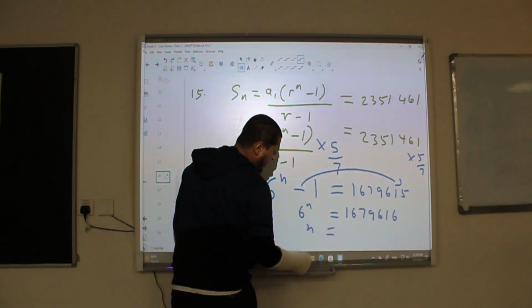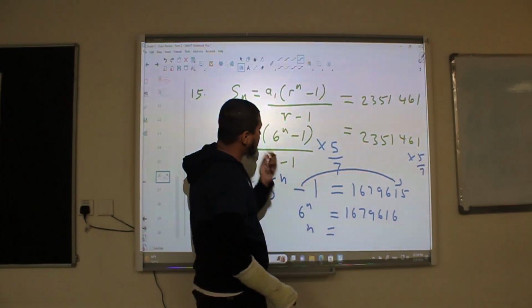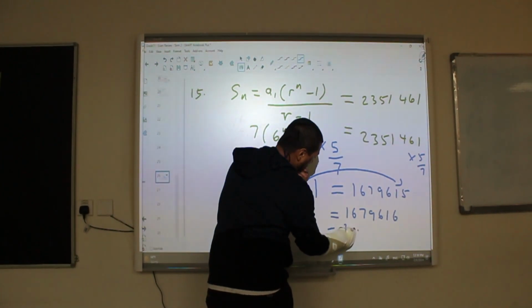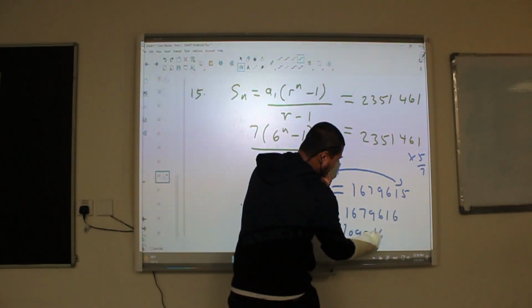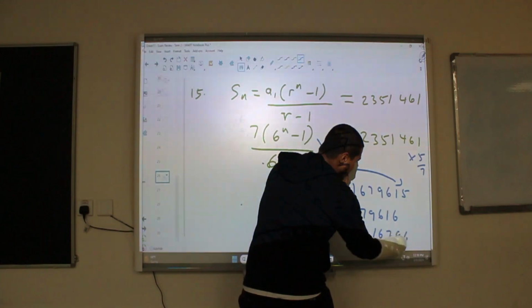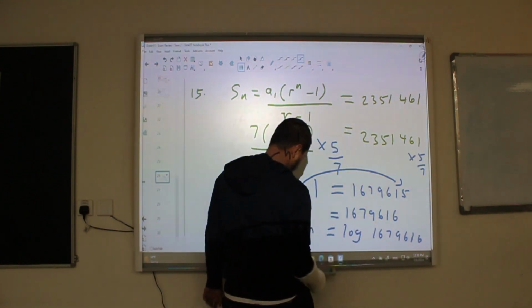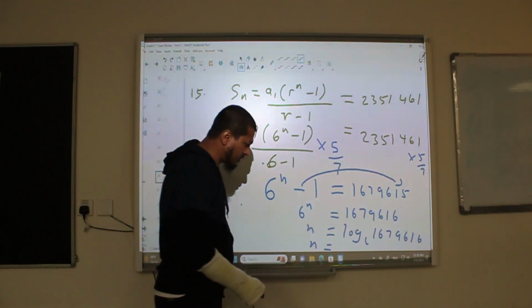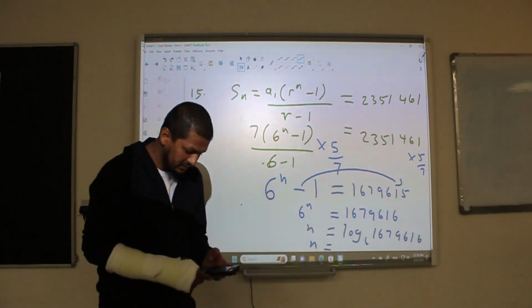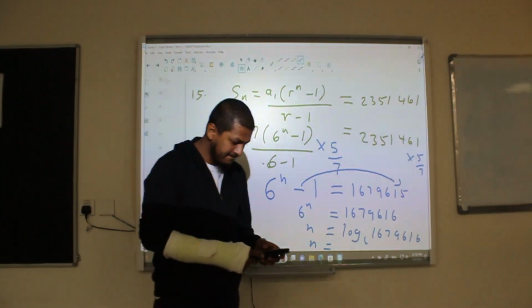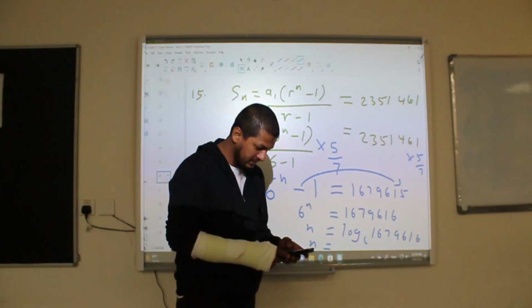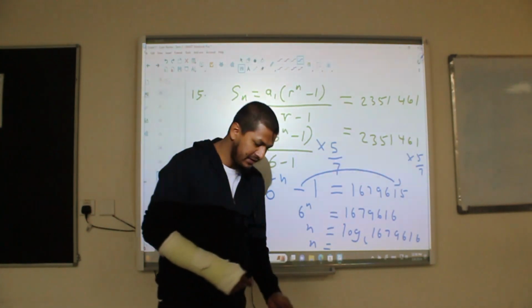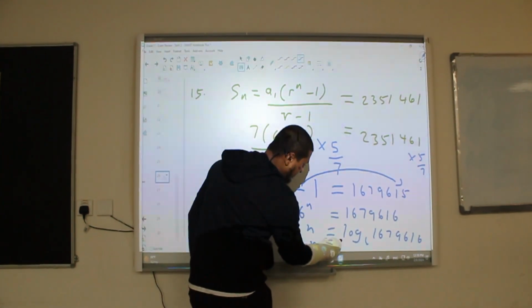Now I can solve for n by taking log of this base 6. So I'm taking log of 1679616 base 6. And I get an answer, n is equal to, let's see, I'm getting n is equal to 8 directly.